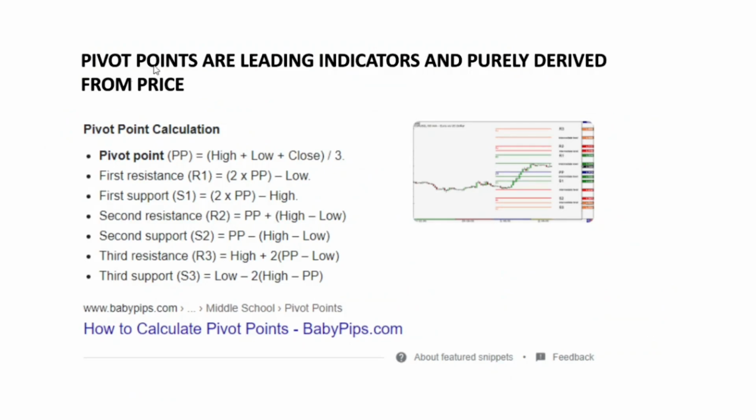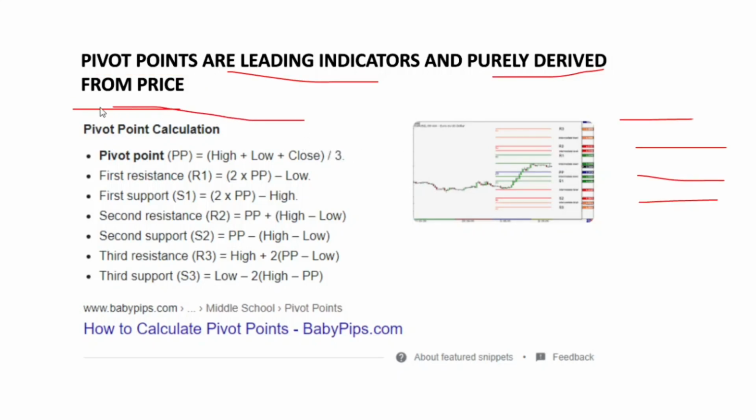So how can we calculate the pivots? Pivot points are leading indicators. It is not a lagging indicator. As we all know, there are leading and lagging indicators. Lagging indicators give indication after the price movement, but pivot points are purely derived from price and give wonderful indication before the price action. Pivots are purely derived from prices, and you can calculate pivot points using these formulas.